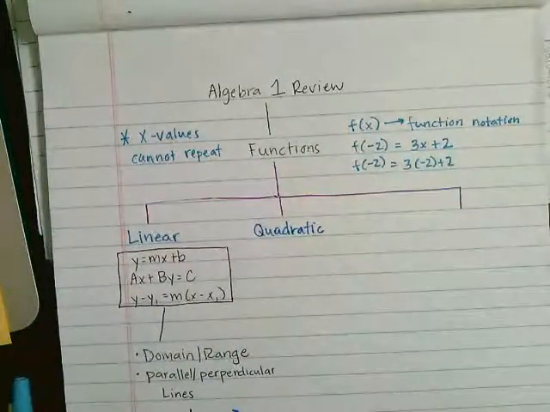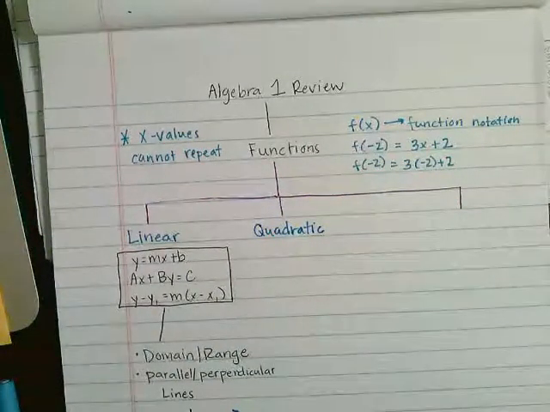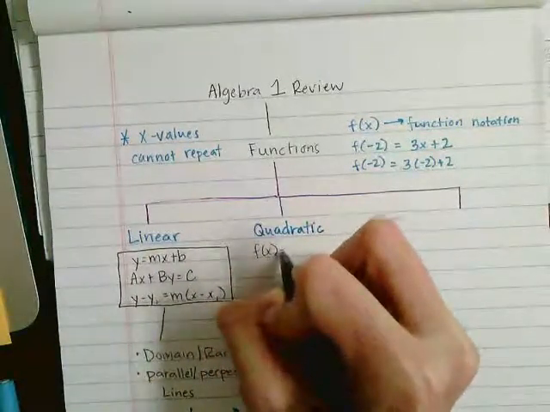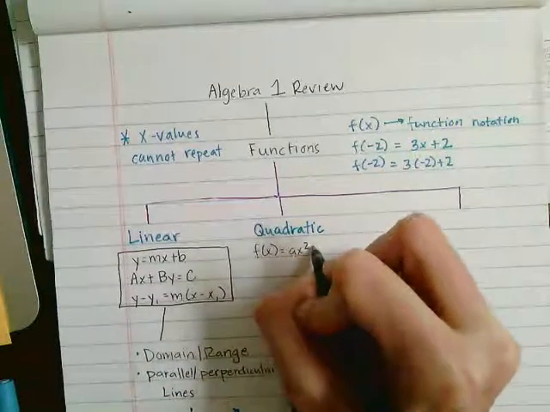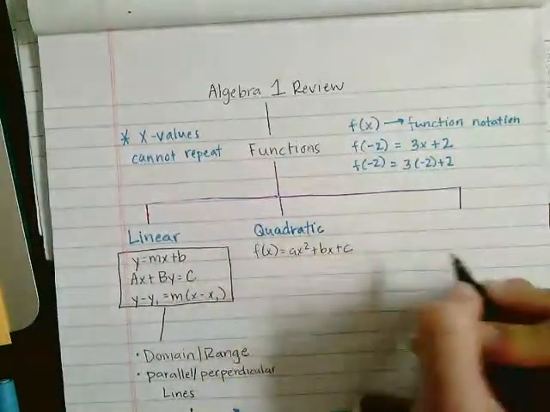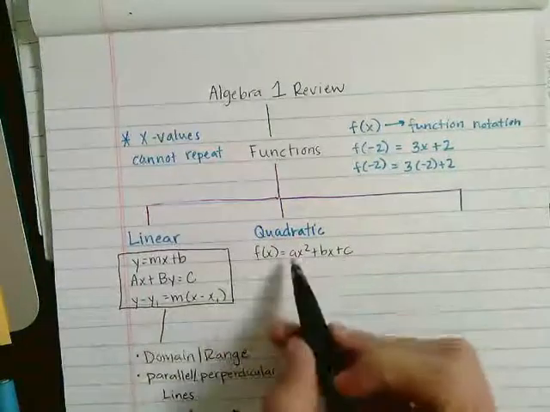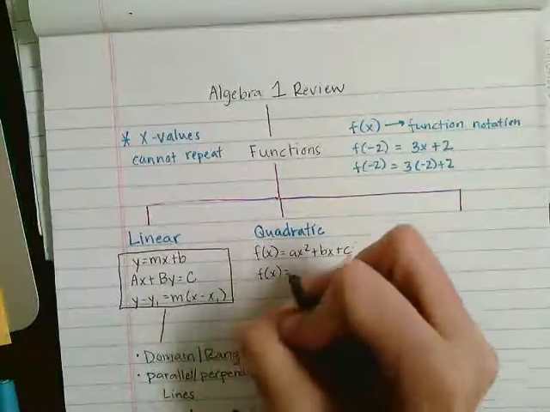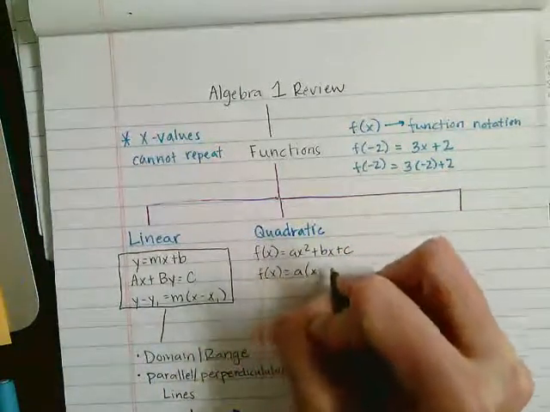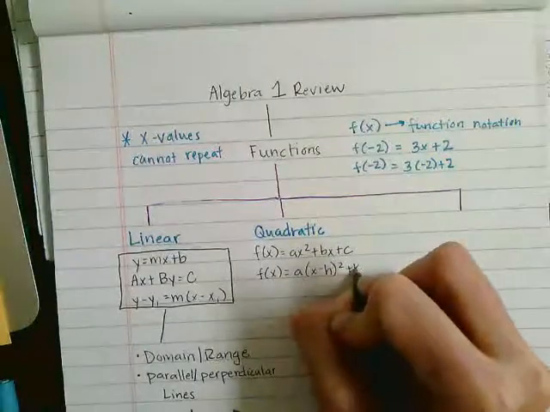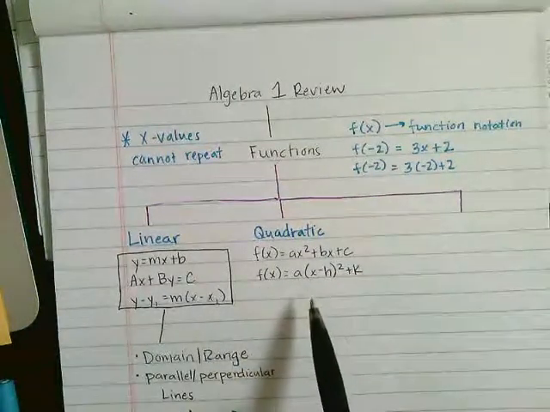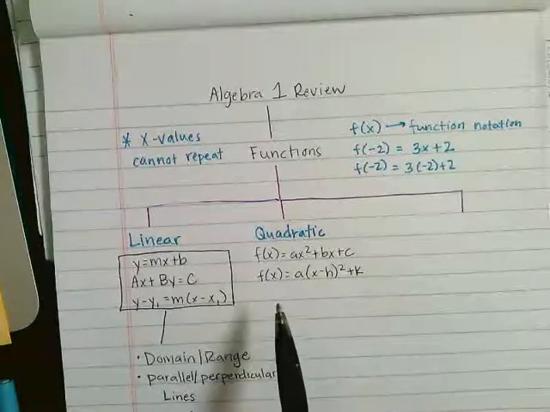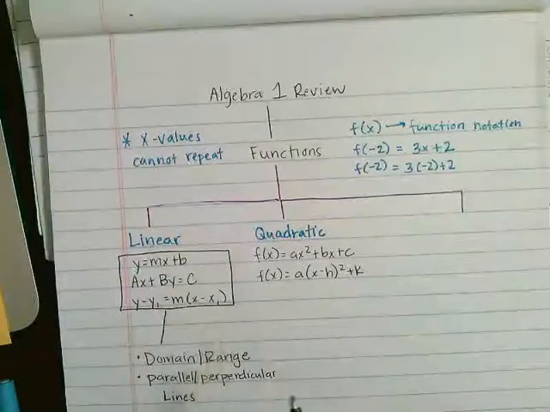Within a quadratic function, we have two different forms. We've got f of x equals ax squared plus bx plus c, which is your standard form, or polynomial form. And then this is your vertex form. This is the form that you want it in when you want a graph, as in vertex form, so you can easily see where the vertex is, where the axis of symmetry is.